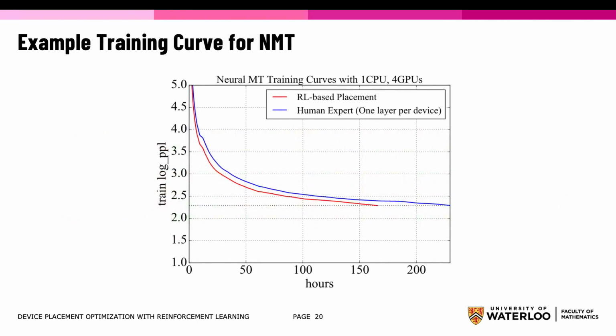Using the neural machine translation model once again as an example, this chart illustrates 2 things. We see that the RL-based placement has improved training perplexity when compared to the human expert.